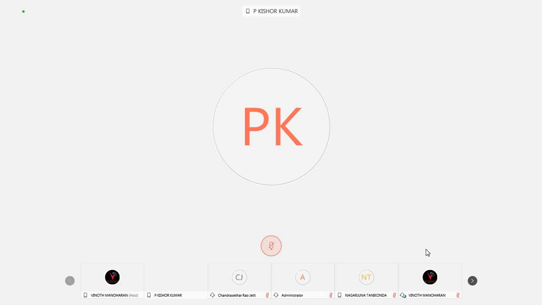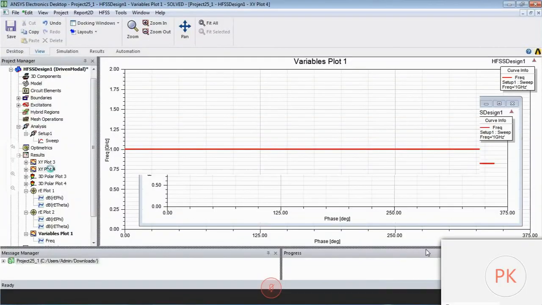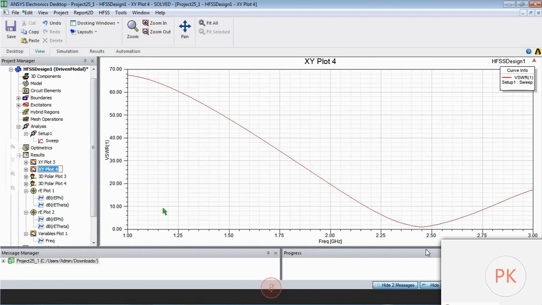Sir, you told that you have given input speed with 90 degrees. Yes, sir. Input power. Sir, how you are saying it is 90? Where can we check that it is 90?